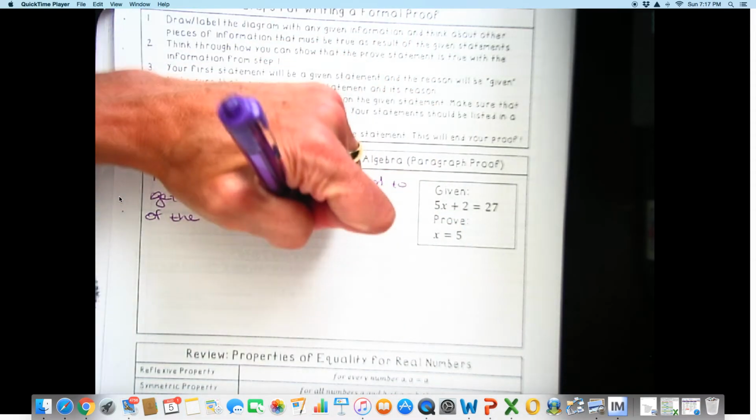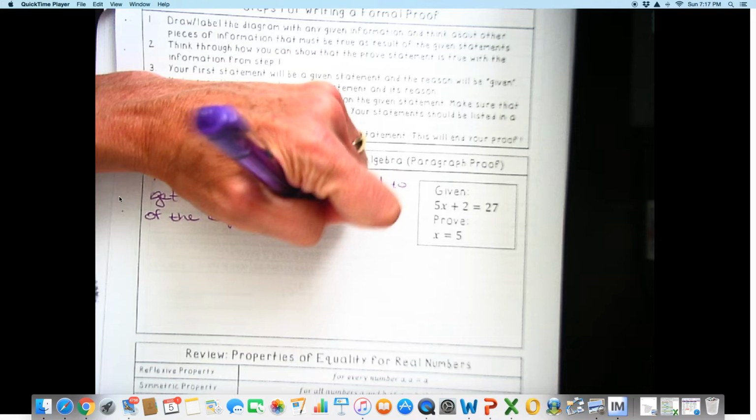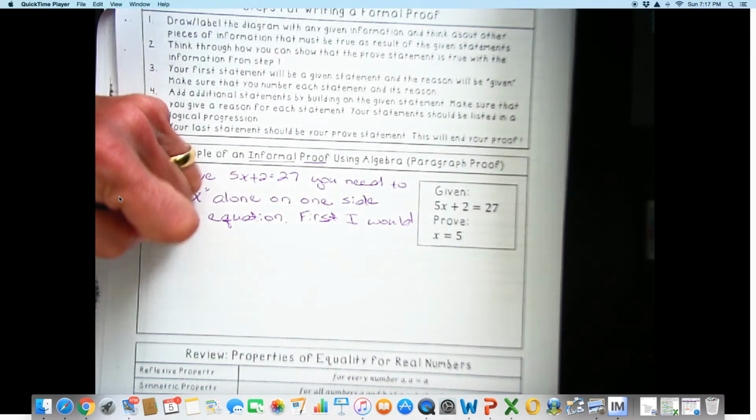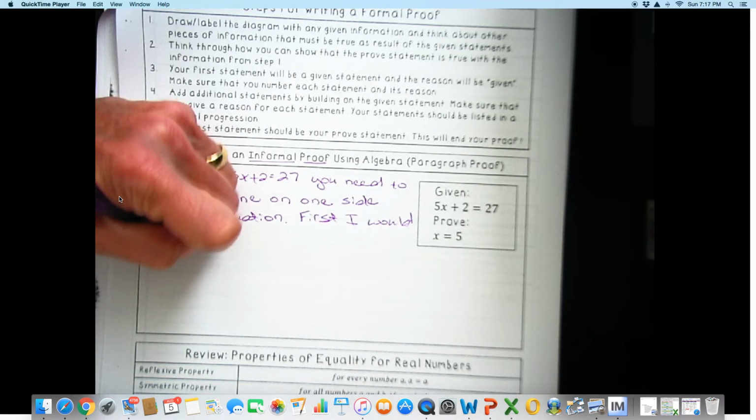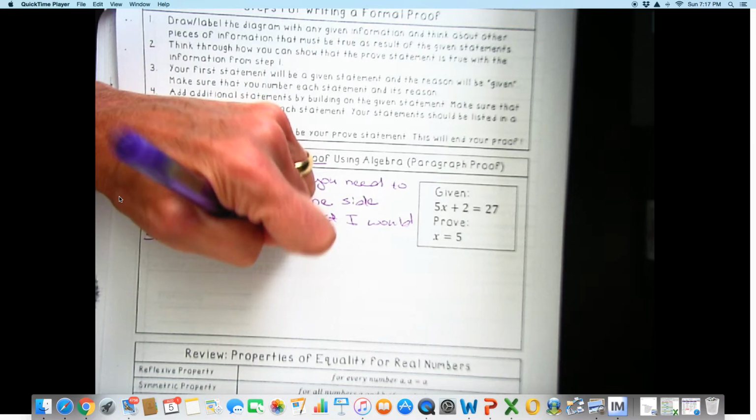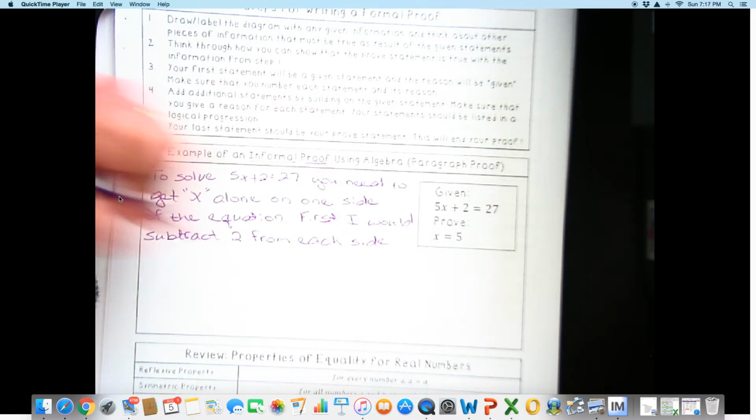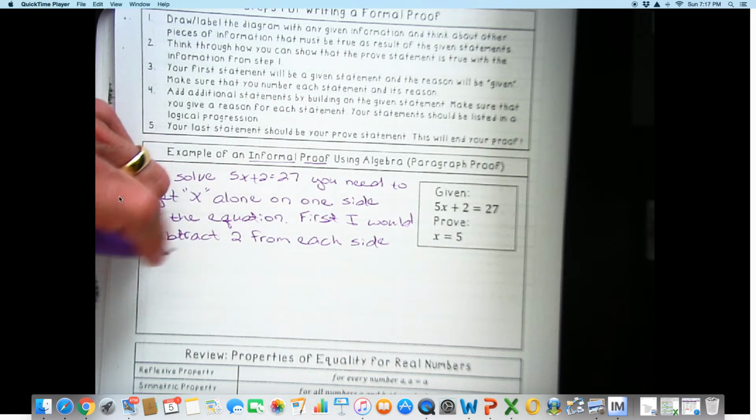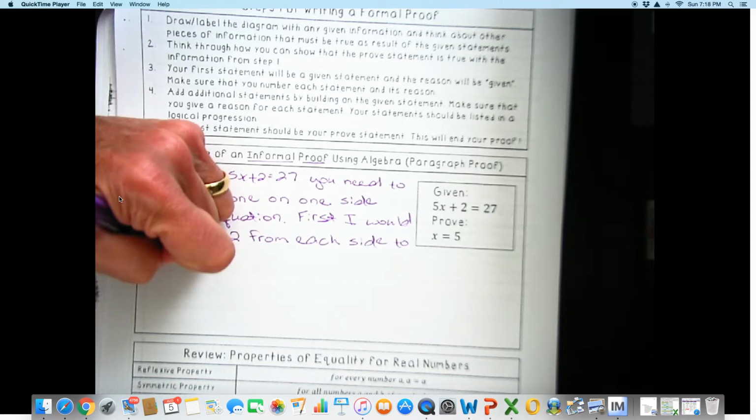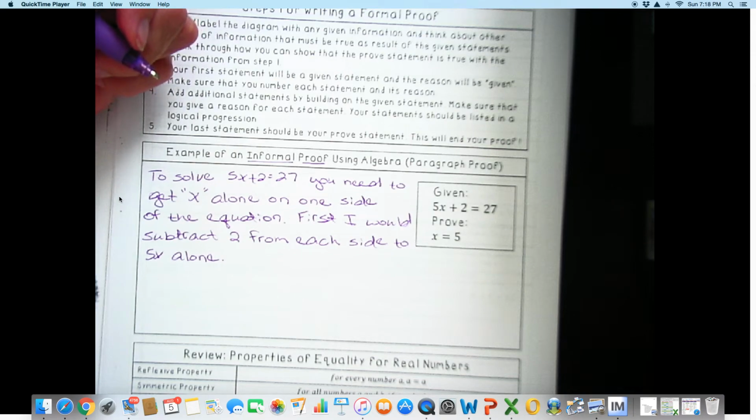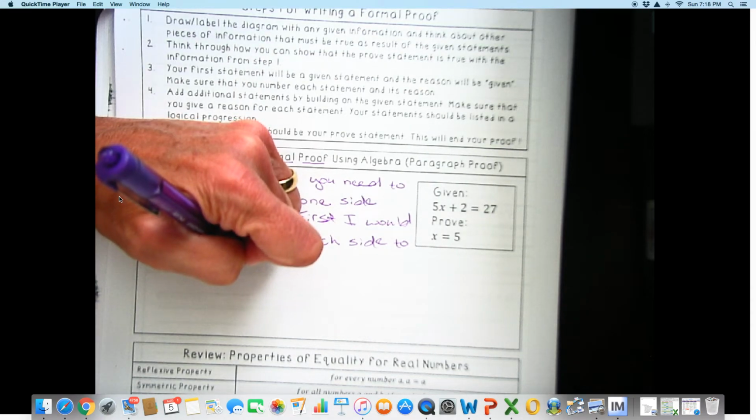So first, I would subtract 2 from each side to get 5x alone. Okay? Then what would you do? Well, that would leave me with 25 on the other side of the equation. So I'm going to write that down.